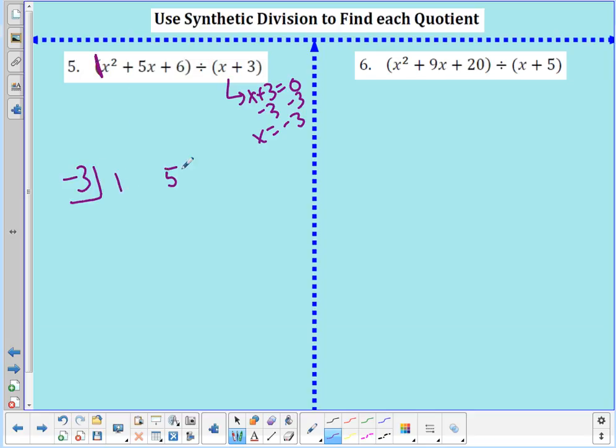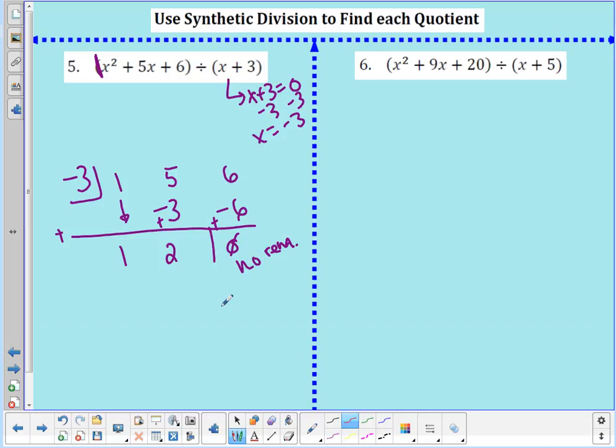1, 5, 6. Line, remainder, you're going to add here. Drop 1 down. Multiply and add. So negative 3 times 1 is negative 3. Add them, I get a positive 2. Do it again. Negative 3 times 2 is negative 6. Add them and I get a 0. So no remainder, which is nice.